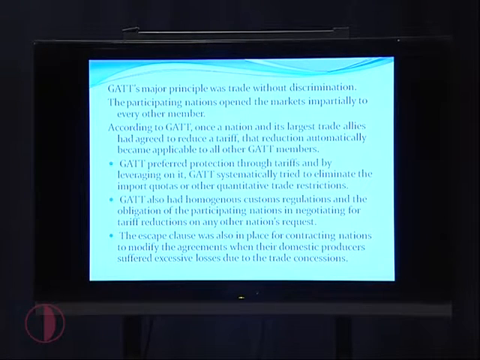GATT preferred protection through tariffs, and by leveraging on it, GATT systematically tried to eliminate the import quotas or other quantitative trade restrictions. GATT also had customs regulations and the obligation of the participating nations to negotiate for tariff reduction at any other nation's request. The escape clause was also in place for contracting nations to modify their agreements when their domestic producers suffered excessive losses due to the trade concessions.